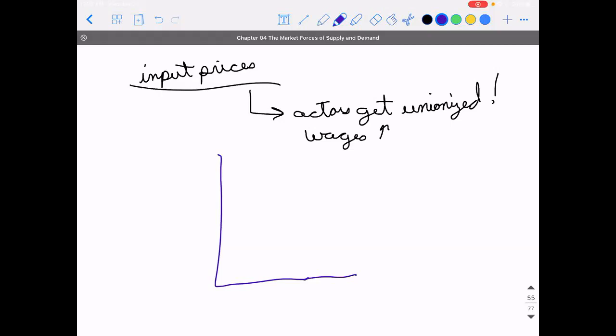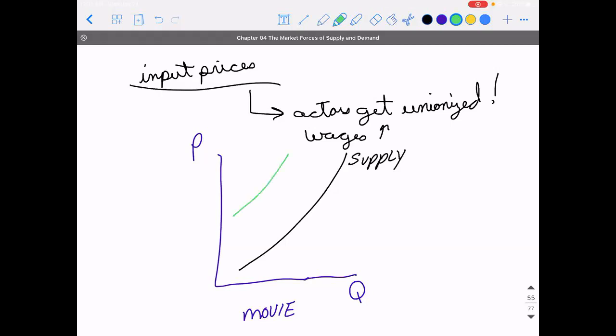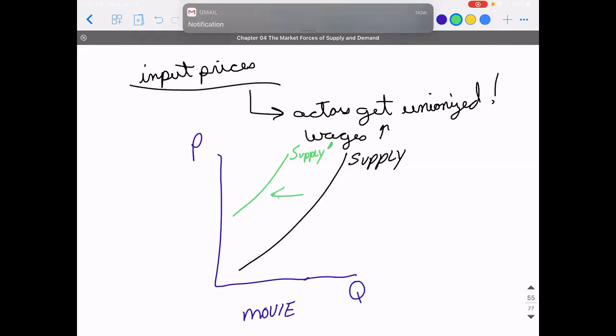So they're better actors now, and maybe if they weren't in a union before, they're going to get in one. But also, they're going to demand more wages because Coming to America 1 came out and it was pretty popular. Now, back in the day when it came out. Basically, supply is going to decrease.